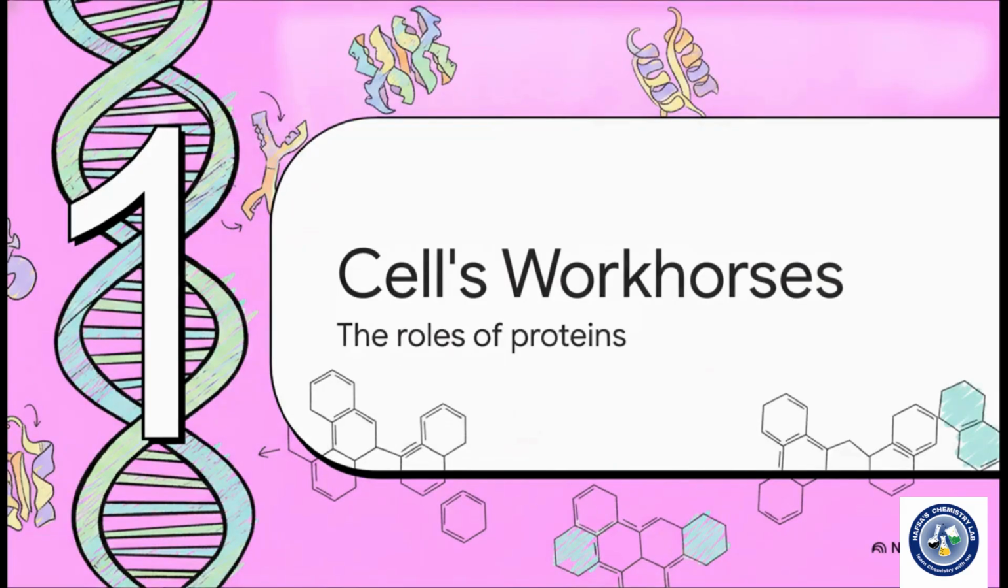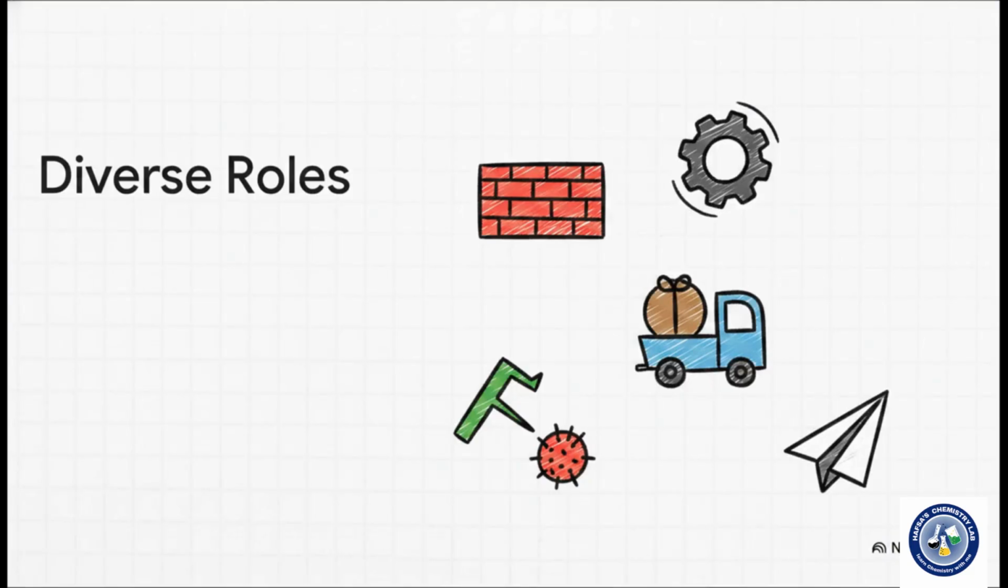So, Part 1. Meet the cell's workhorses. Let's establish exactly why we should even care about these molecules in the first place. Listen, proteins are absolutely the ultimate workhorses of your cells, taking on a massive, almost unbelievable variety of roles. I mean, they're physically building the structural tissues of your body, like the collagen in your bones and the keratin in your hair. But they're also acting as dynamic machines.